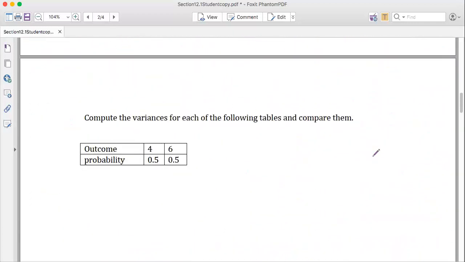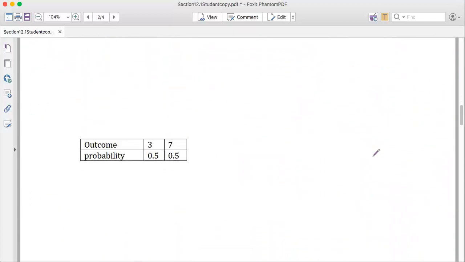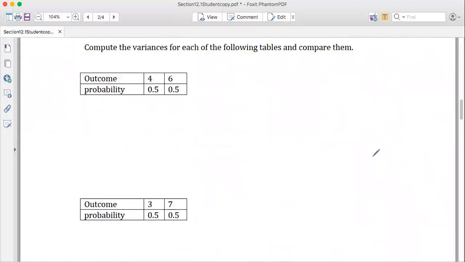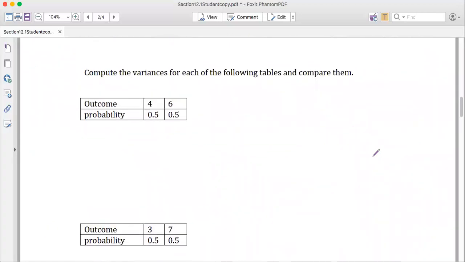Let's take a look at this next set of examples. Here I have 3 different probability tables, and for each of these I want to find expected value, I want to find variance. We'll talk about standard deviation as well, because why not? And I want to compare them for the different tables. Let's start with this first table.